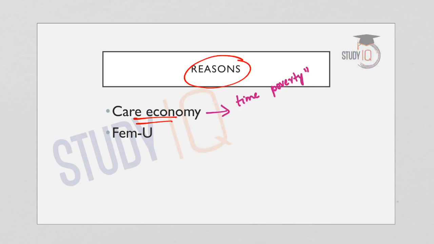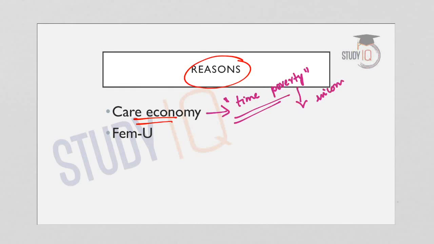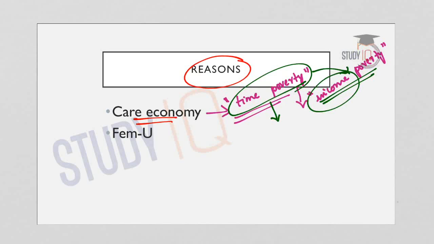So time poverty means that the time burden of women falls on domestic work, and this results in income poverty. So this concept of time poverty and income poverty means that when women spend more time on household work, they are not getting time to enter the formal workforce or to do an income earning job. So time poverty is impacting income poverty. They are not able to engage in income generating activities.